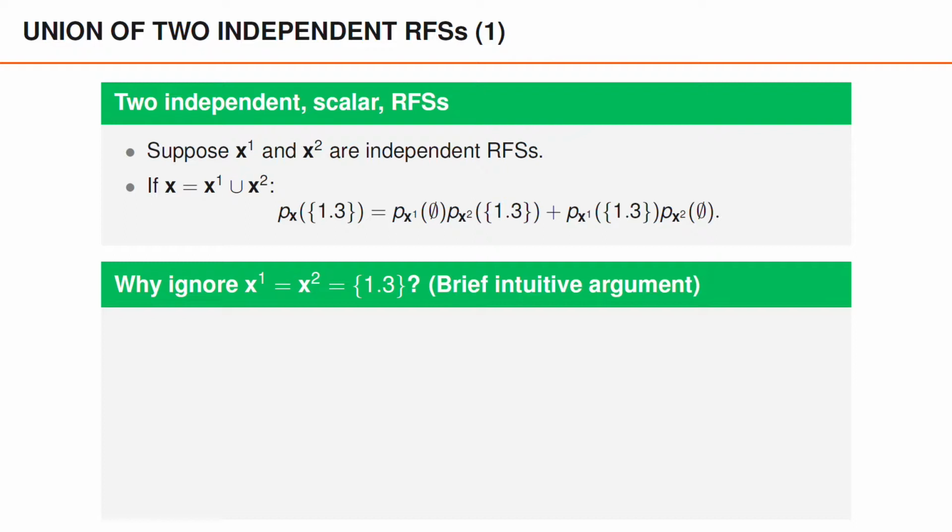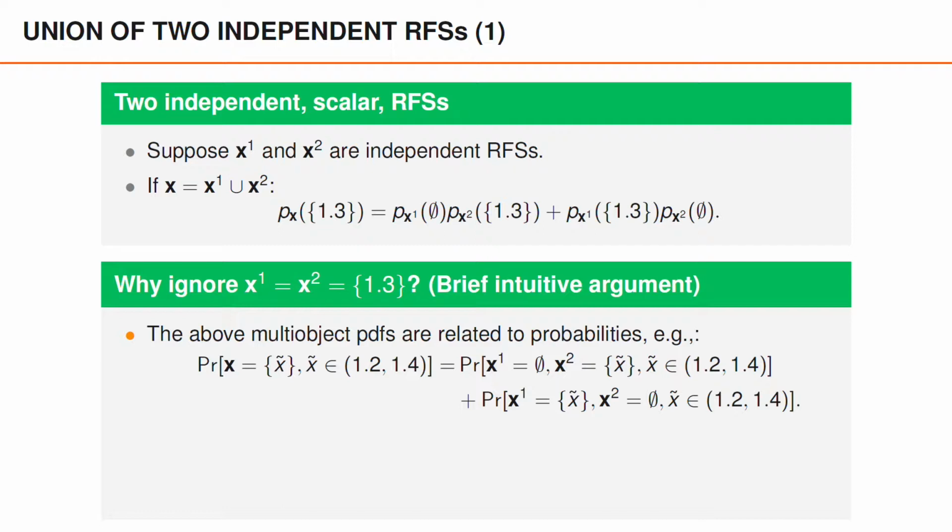A first remark is that it is generally physically impossible to have two objects at the same location, and it's therefore not a problem that we don't have a term corresponding to this event. One way to reason about this intuitively is to consider the probabilities that these multi-object PDFs are related to. The multi-object PDF on the left-hand side is related to the probability that the set X contains a number x tilde in a small interval around 1.3, say between 1.2 and 1.4. The right-hand side is instead related to the probability that x1 is empty and x2 contains the number x tilde, plus the probability that x2 is empty, whereas x1 contains the element x tilde. If you look closely at this expression, you can hopefully agree that the relation between these probabilities makes sense.